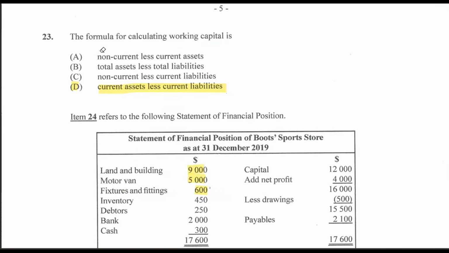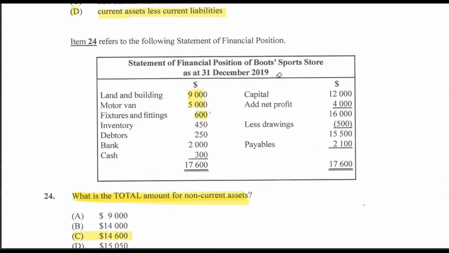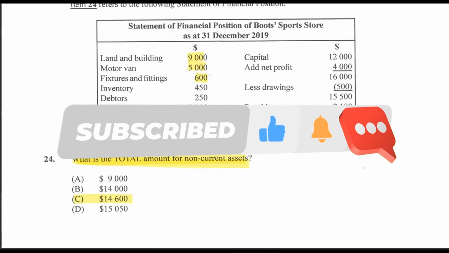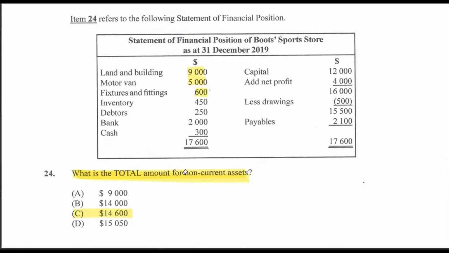Time for us to move on to question 23. The formula for calculating working capital will be current assets less current liabilities. Good job there, guys. Moving on to question 24. Item 24 refers to the following statement of financial position. What is the total amount for your non-current assets? If you look very closely, non-current assets will include land and building, motor van, and fixtures and fittings. These are our fixed assets, guys. 9,000 plus 5,000 plus 600 is going to give us 14,600. Answer C.